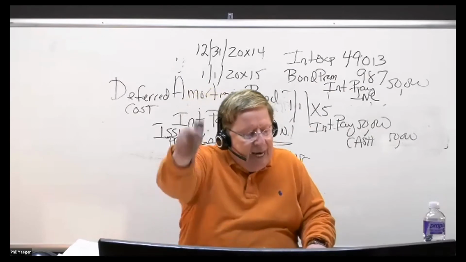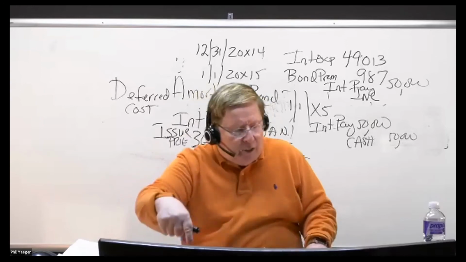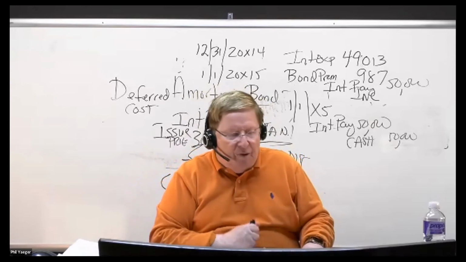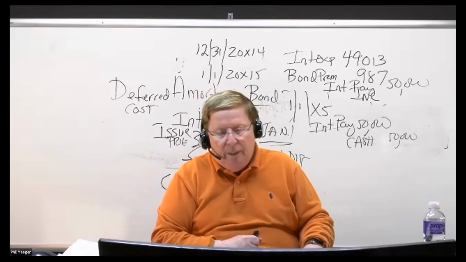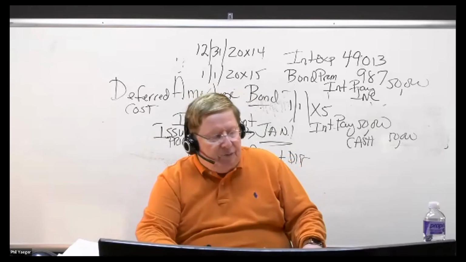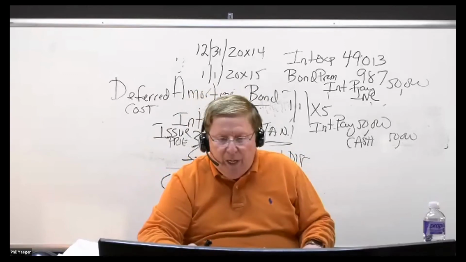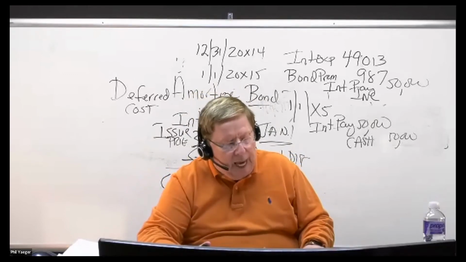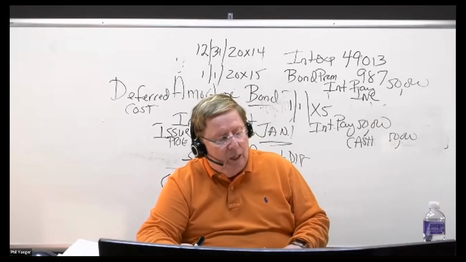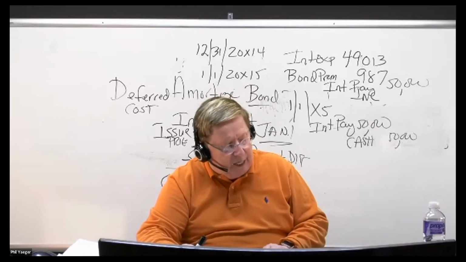Then the next day, January 1st, 2015, how much are you going to debit interest payable for? 50,000, right? And what are you going to credit? Cash for 50,000. So cross out that bond discount. Does everyone see the correct entry? Yes.